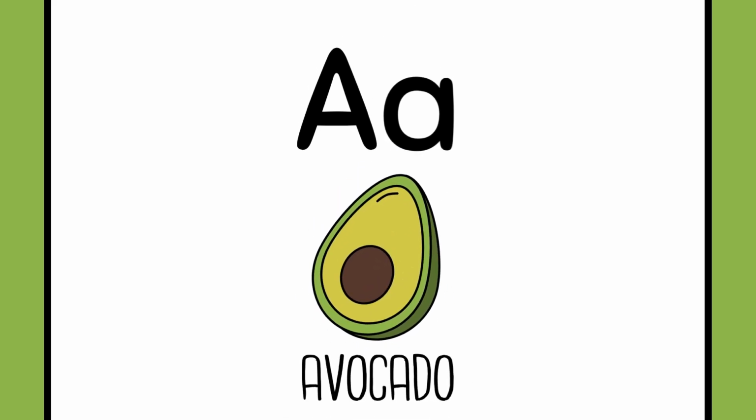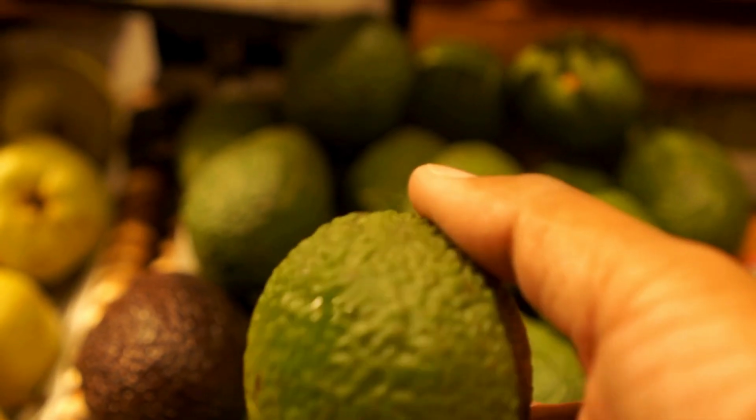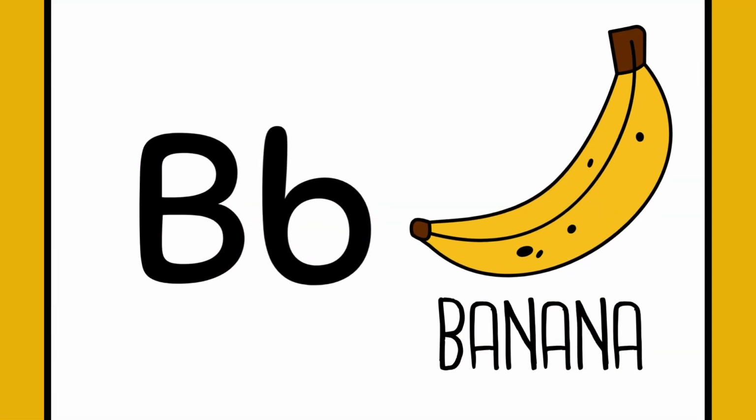A is for avocado, A, avocado. A is for avocado, B is for banana, B, banana, B is for banana.